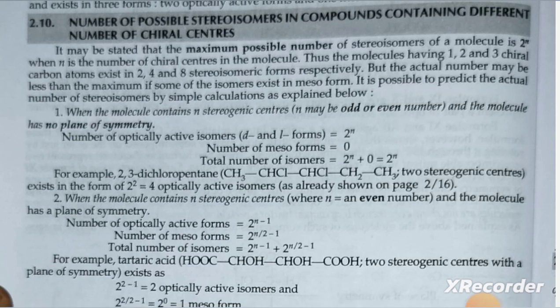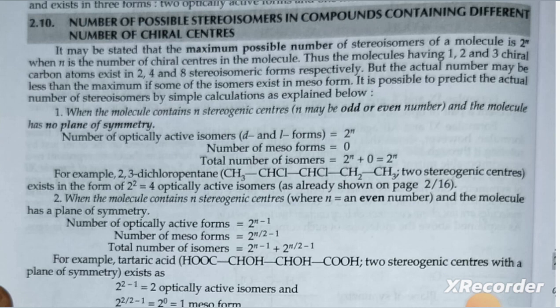Number of possible stereomers in compounds containing different numbers of chiral centers. It may be stated that the maximum possible number of stereomers of a molecule is 2^n, where n is the number of chiral centers in the molecule. Thus, molecules having 1, 2, 3 chiral carbon atoms exist in 2, 4, 8 stereoisomeric forms respectively. But the actual number may be lesser than the maximum if some of the isomers exist in the meso form. It is possible to predict the actual number of stereomers by simple calculation as explained below.